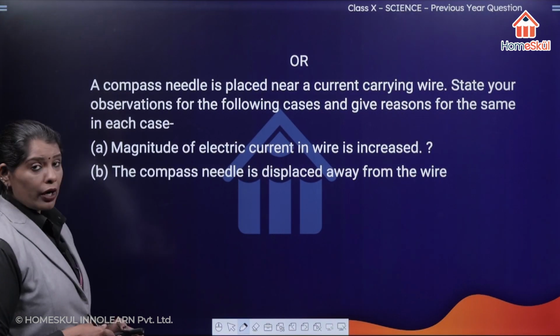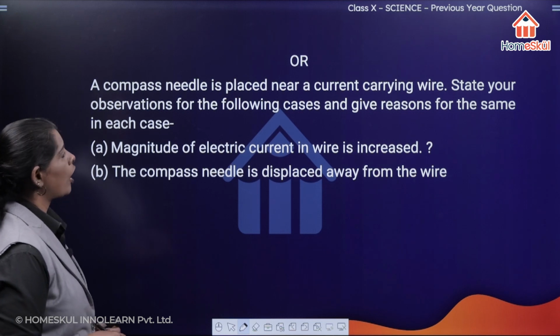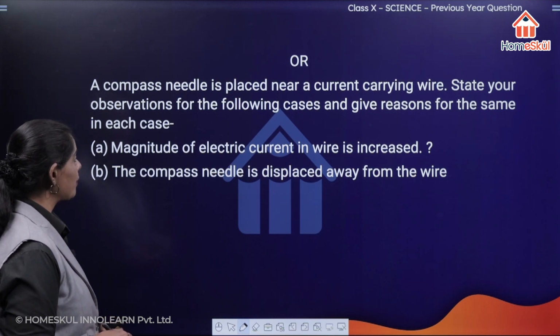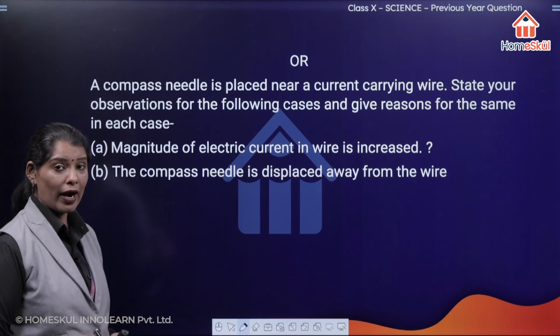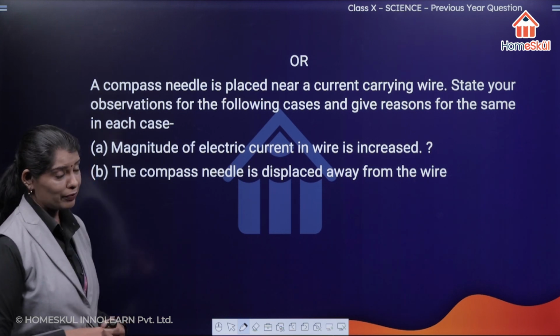Okay, next question here. A compass needle is placed near a current carrying wire. State your observations for the following cases and give reasons for the same in each case. A. Magnitude of the electric current in the wire is increased. B. The compass needle is displaced away from the wire.